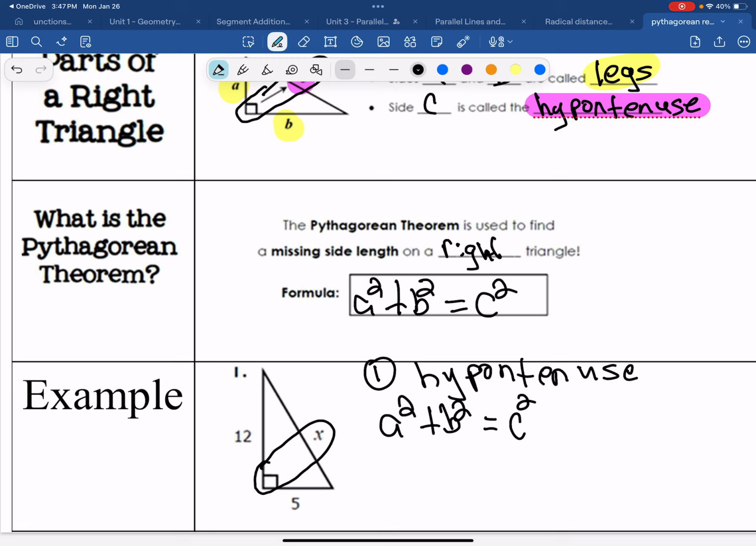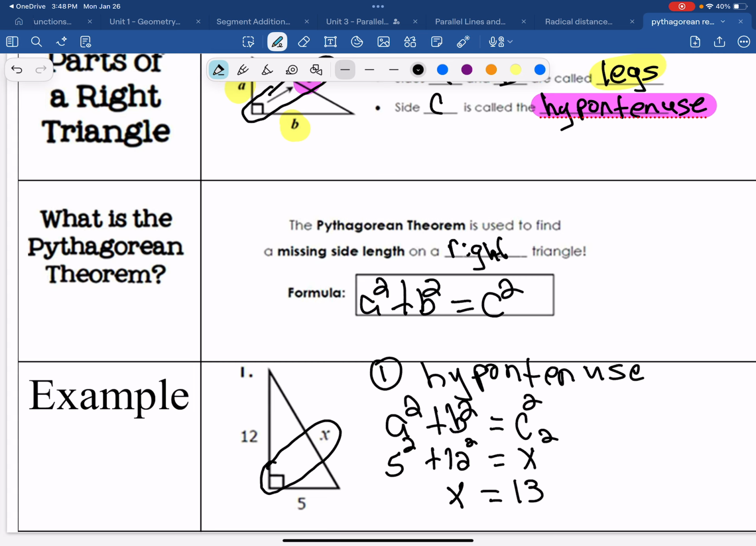Okay, so 12 and 5 are my legs. It doesn't matter, A and B doesn't matter. But I'm going to pick 5. I could have picked 12 for A. Like I said, it doesn't matter. And then I'm just going to put x right here. At this point, you can just solve this equation, or you can use the nsolve on the calculator and it will solve this for you. I already know what the answer is. X is going to equal 13.